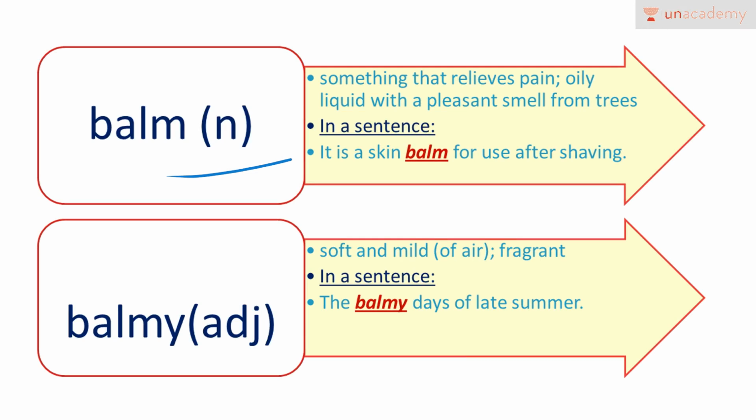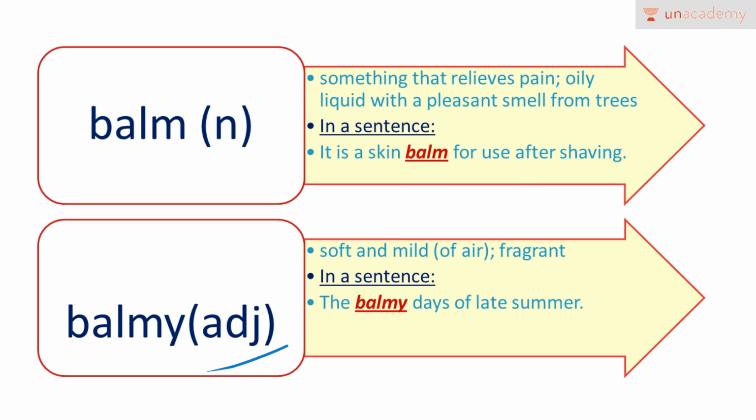Next one, balm, is a noun, defined as something that relieves pain, an oily liquid with a pleasant smell from trees. In a sentence, it would read, it is a skin balm for use after shaving.